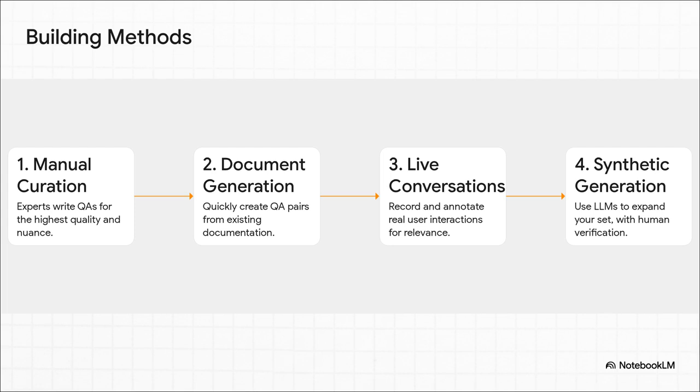For sheer scale, you can generate from existing documents, which is a super fast way to build a wide base of QA pairs. Now, to make sure you're solving real-world problems, you can record and annotate live conversations. This gives you unfiltered insight into what your users actually need. And finally, to broaden your set even more, there's synthetic data generation, basically using an LLM as a creative partner. But, and this is super important, you always need a human expert to verify every single thing it spits out.